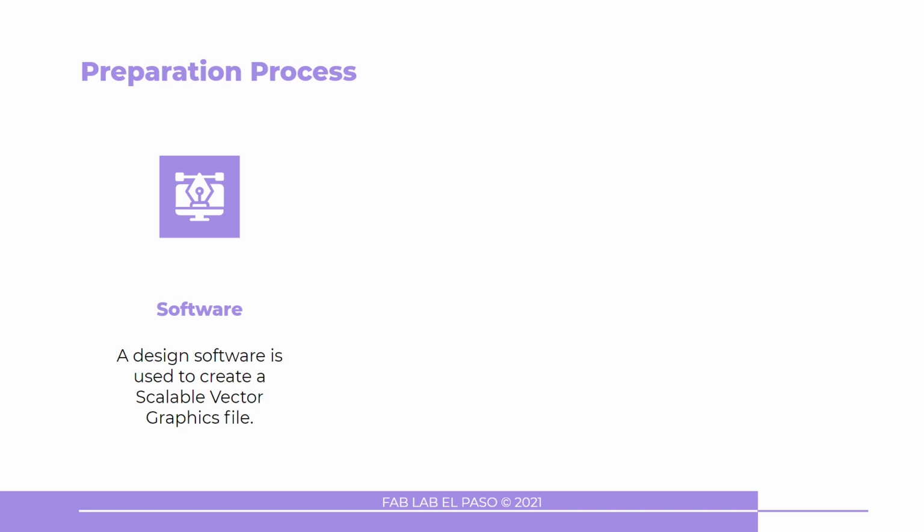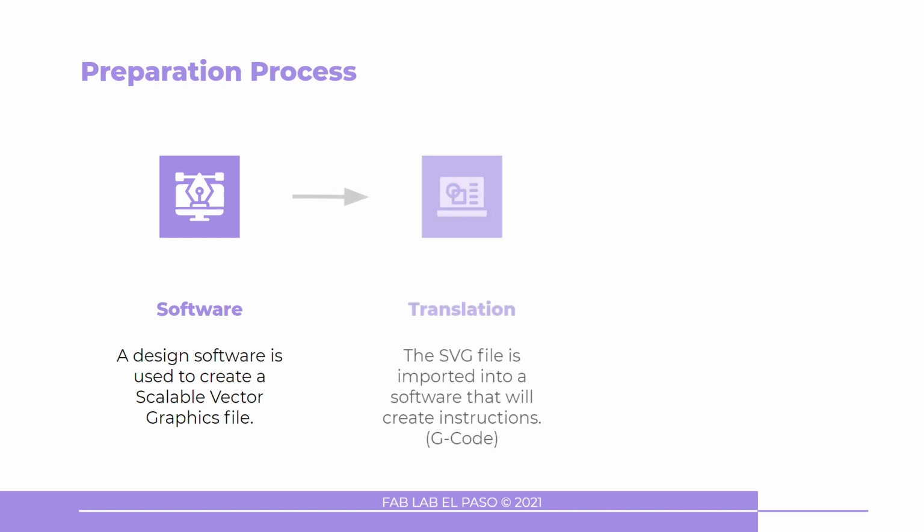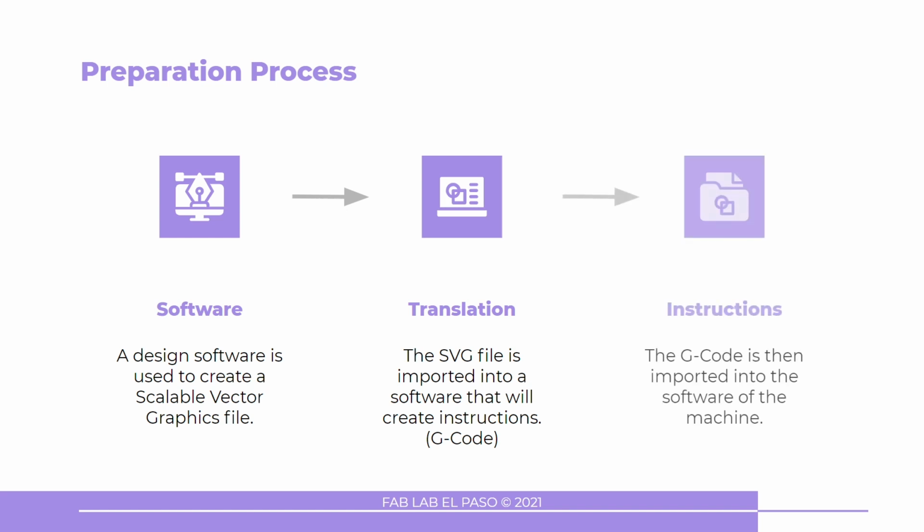After we finish our design, the SVG file will be imported into another application. This second application will actually translate and convert the design into instructions that the machine will understand. These instructions are called G-code. Finally, we will set up the material we want in the machine we have chosen, and we will import the G-code file into the machine itself, keeping in mind that the machine has its own software to control all the components in the machine.